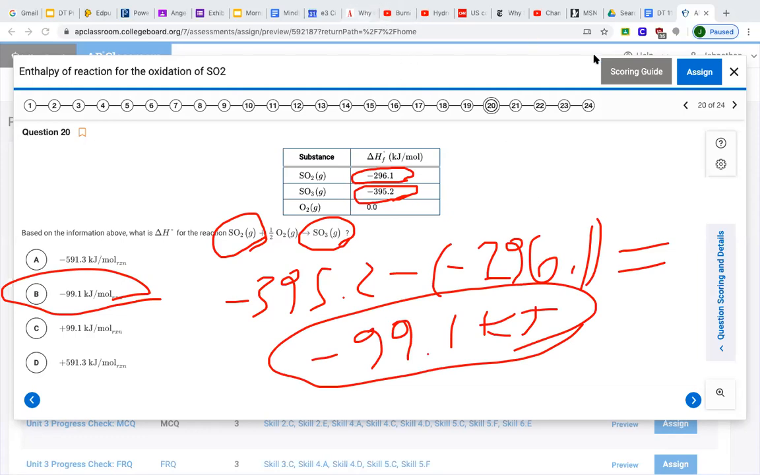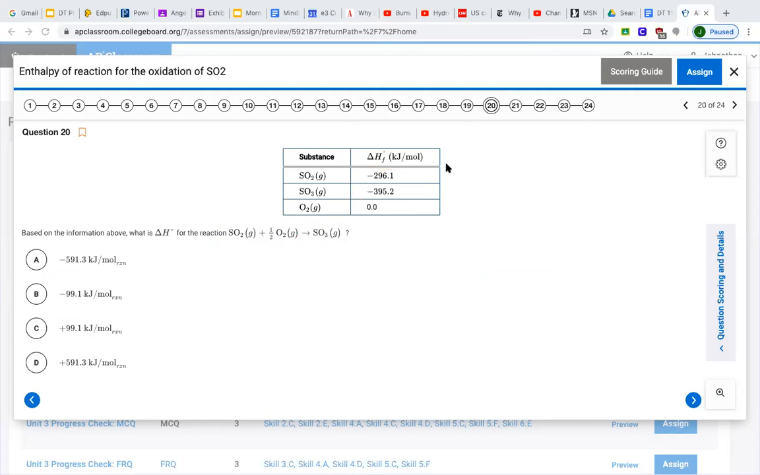All right. So any questions about that one, scholars? Yeah, this is pretty familiar to us now. Okay. So I'm going to go ahead and erase the board in 3, 2, 1. And then let's take a look at number 21.